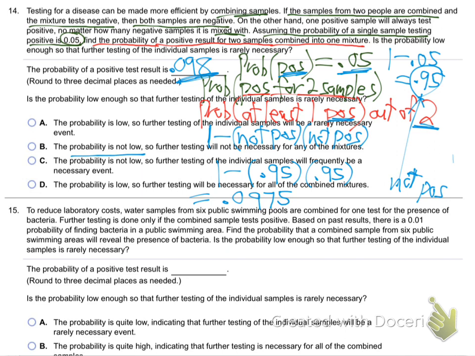What do they want me to say here? So further testing will not be necessary? No, further testing will be. Probability is not low, so further testing will frequently be necessary. They're making sure you understand what's really happening. They're taking the 2 samples, trying to save time, and dumping them in a big mix. They're testing the mix. Well, 9.8% of the time, the mix is going to come out positive. Then they're going to have to go back and find out which of those 2 made it positive.